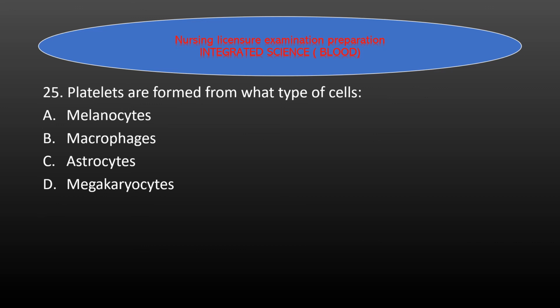Question number 25. Platelets are formed from what type of cells? Option A melanocytes, option B macrophages, option C astrocytes, option D megakaryocytes. And the correct answer is option D, that is megakaryocytes. Platelets are formed from megakaryocytes.